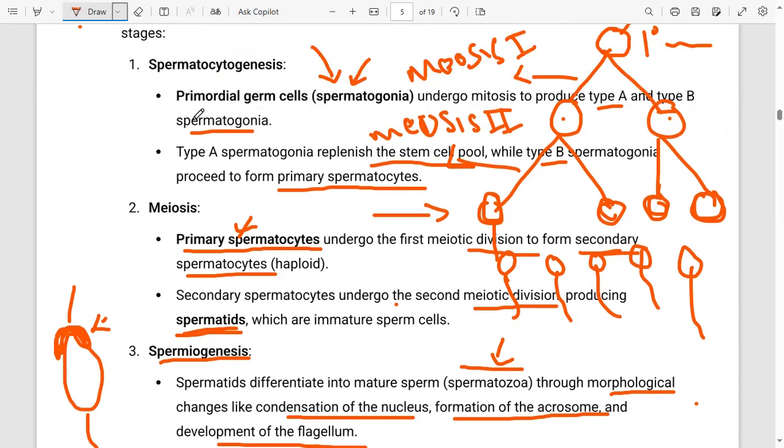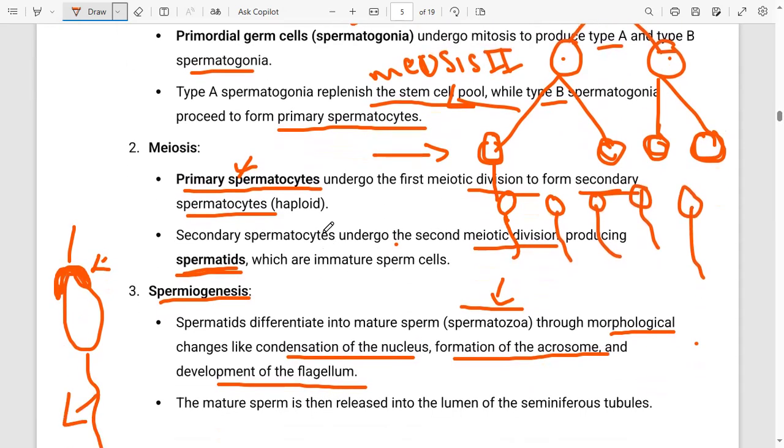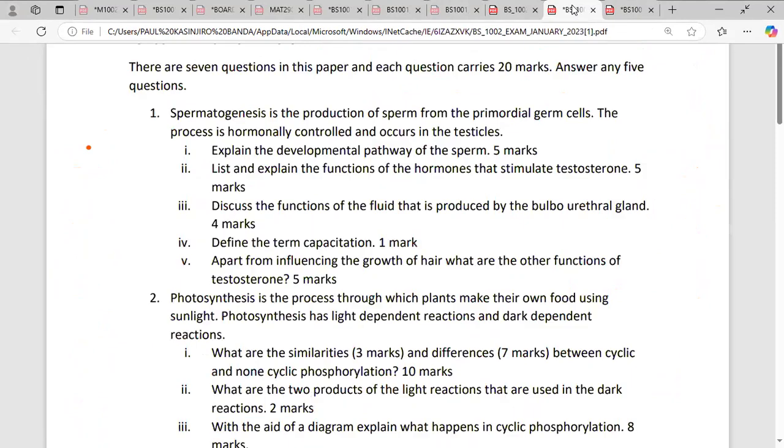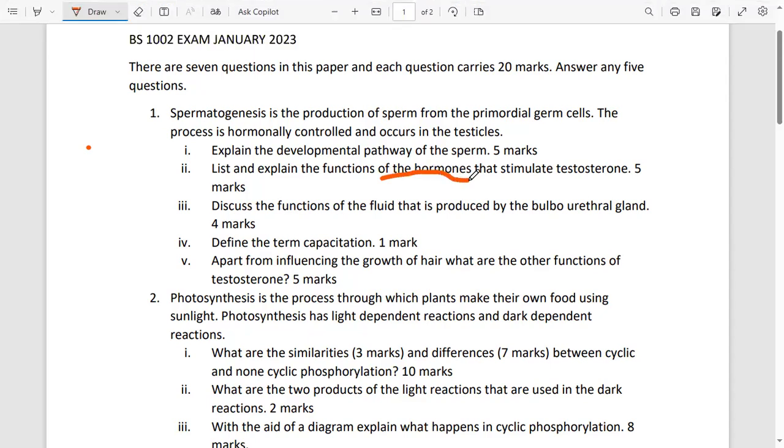So you need to master this process. I've written it down for you properly. Here I was just trying to explain it. So this is the developmental pathway of the sperms. And then let's look at the second question now. The second question says list and explain the functions of the hormones that stimulate testosterone.